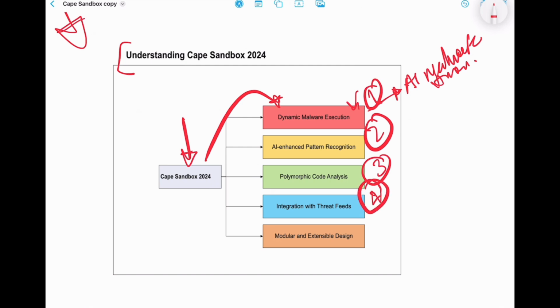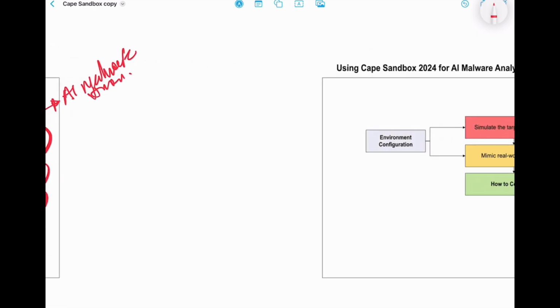Fourth step, you can integrate threat intelligence feeds. This step supports the correlation with external intelligence feeds for faster identification of known threats. And the fifth step, you can apply a modular and extensible design. So the Cape Sandbox can offer customizable configurations, which would allow you to analyze and simulate unique environments. So that's the first step.